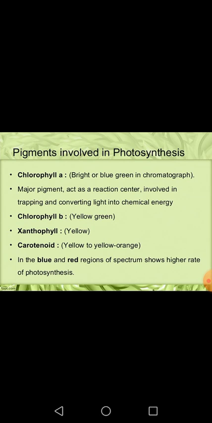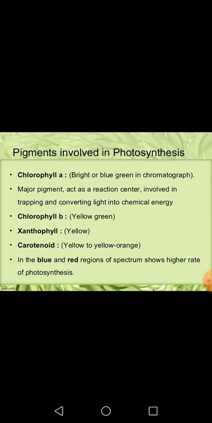If you observe chlorophyll A, you will find that it appears bright or blue green in chromatograph, meaning its color is quite bright and similar to blue green, and it is the major pigment which also forms the reaction center. Reaction center is the main center which absorbs most of the light energy during photosynthesis, and it is also involved in the trapping as well as the conversion of the light energy into the chemical energy.